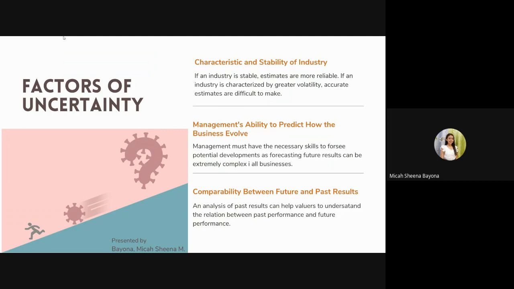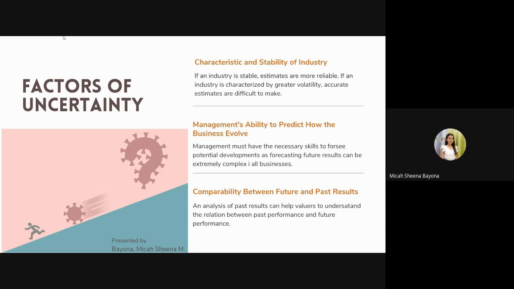The next factor is the management's ability to predict how the business will evolve. The management must have the necessary skills to foresee potential developments, as forecasting future results can be extremely complex in all businesses. And as I have mentioned earlier, there are some industries that are stable but may be exposed to volatility. So with that, the cash flow is expected to be less predictable, and an accurate calculation of the expected cash flow starts from historical results and requires identifying the development strategies that are consistent with the characteristics of the firm and the industry. The management shall also formalize a business plan, and the valuers will verify that the assumptions underlying the business plan are consistent and correct to make sure that cash flows are reliable.